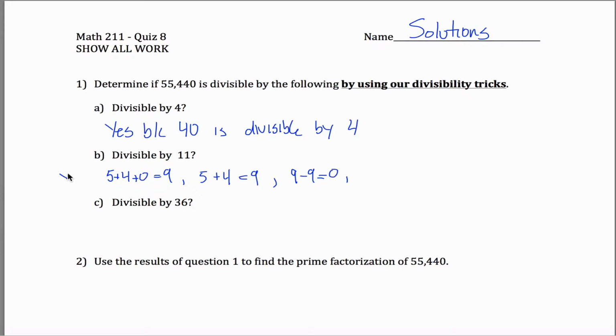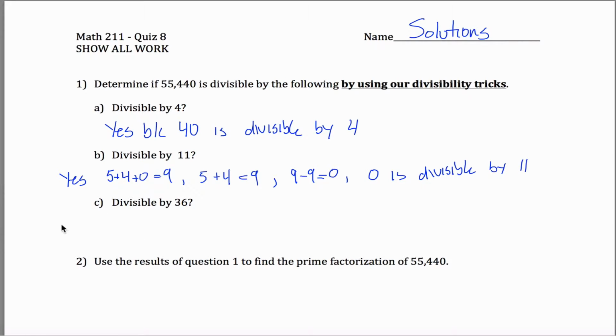And so I'm going to say yes here. 0 is divisible by 11. Or maybe put differently, 0 is a multiple of 11. So therefore, this entire number is divisible by 11.